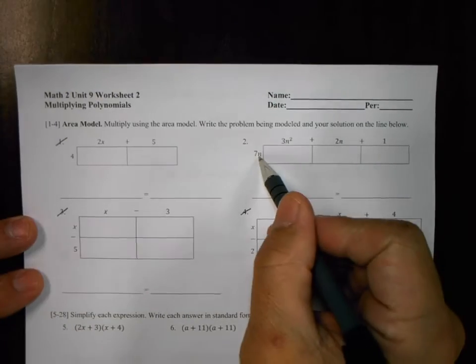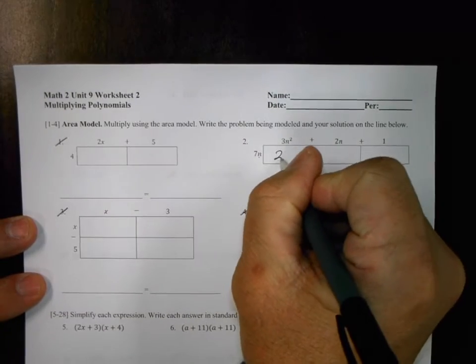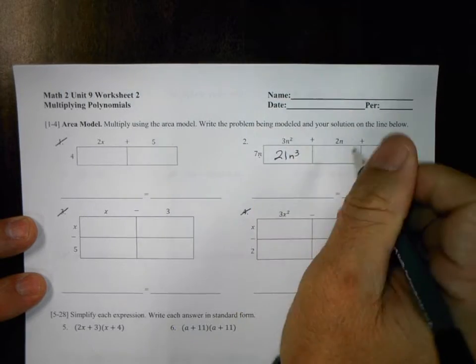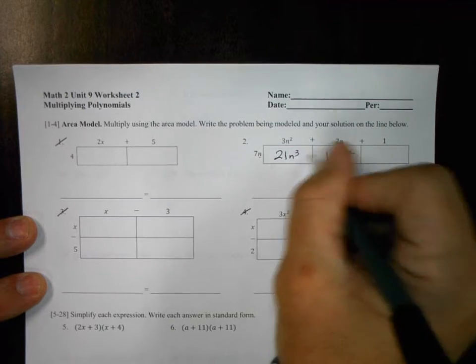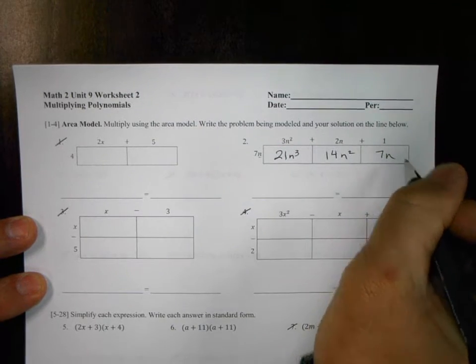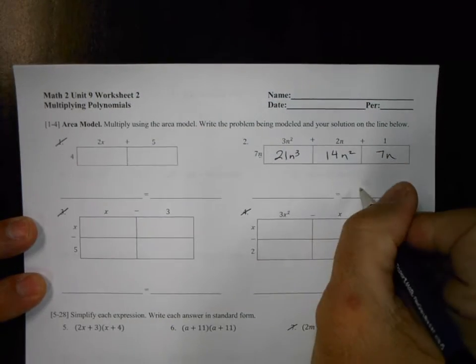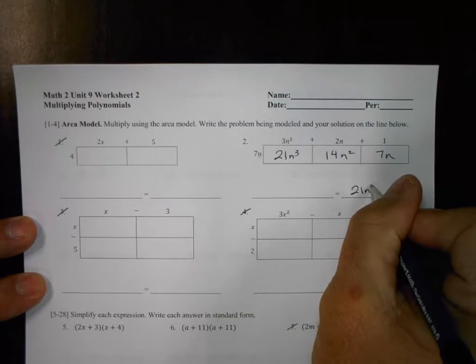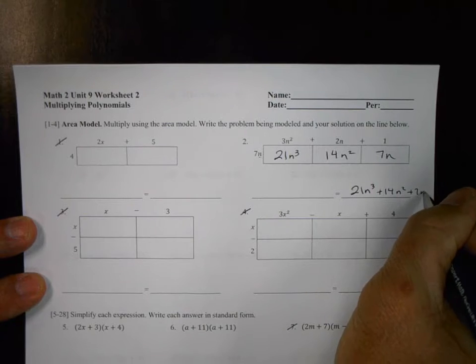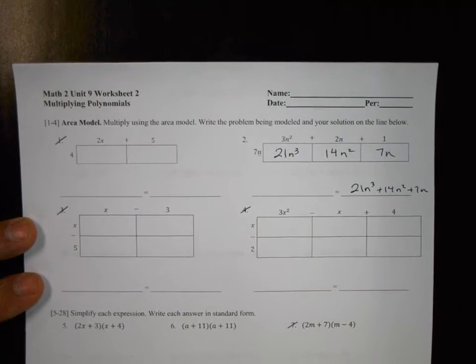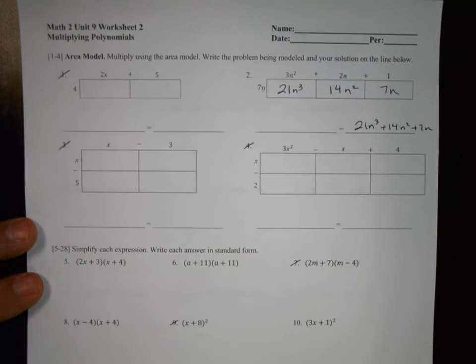All right, 7n times 3n squared is 21n to the third. 7n times 2n is 14n squared, and 7n times 1 is 7n. So we end up with 21n to the third plus 14n squared plus 7n. All right, I believe I did the other three in the notes.